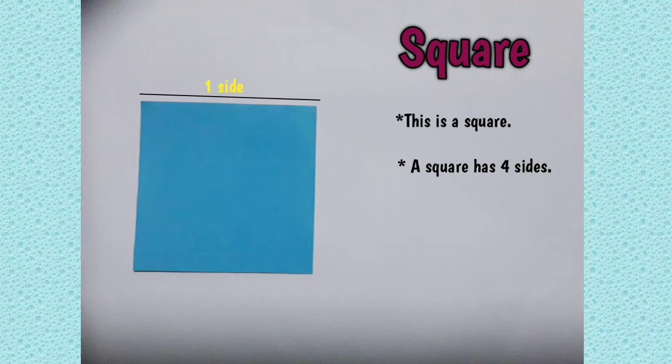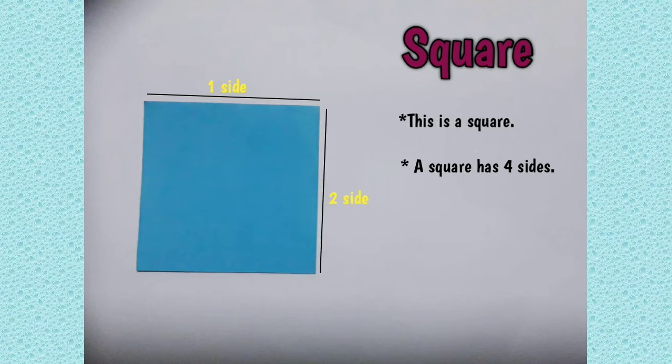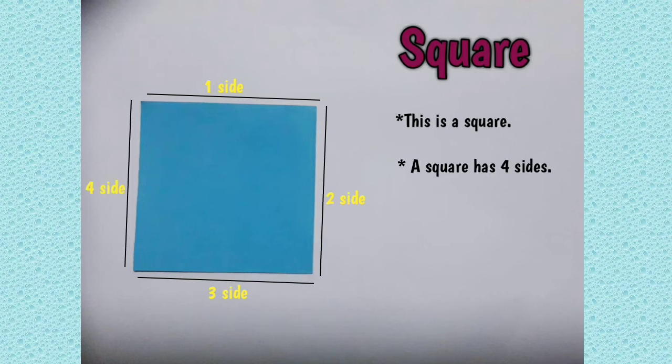This is the first side of the square. This is the second side. This is the third side of the square. And this is the fourth side of the square. How many sides are there in a square? There are 4 sides in the square.